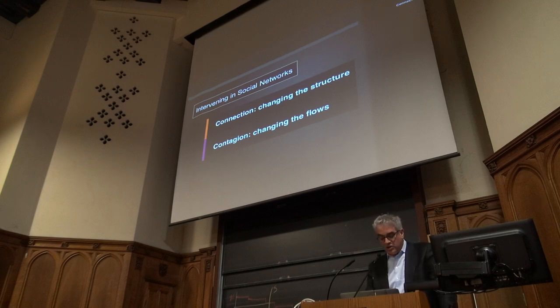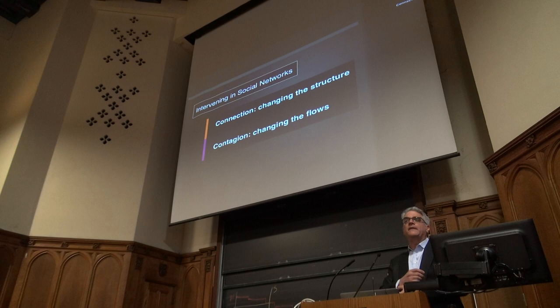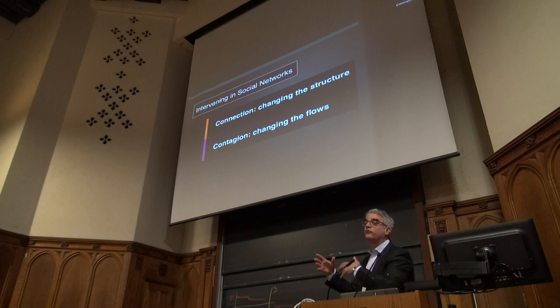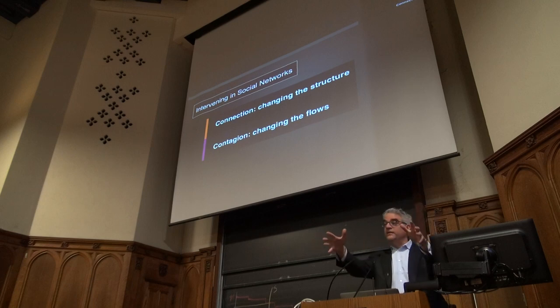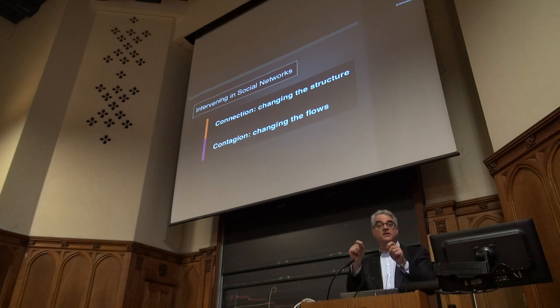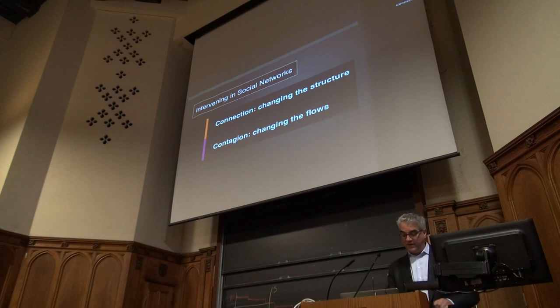Now, to manipulate contagion, on the other hand, you accept the structure of the graph, and what you try to do instead is intervene in the graph to modify the kind of flows through the graph. How do behaviors or information or germs flow through the network? Like a vaccination campaign, for example. You say, okay, quarantine would be a connection intervention. We're going to isolate the infected people. Vaccination might be a contagion intervention. You're going to vaccinate individuals to stop the flow of the pathogen through the network. And you might target people with information or behavioral interventions.